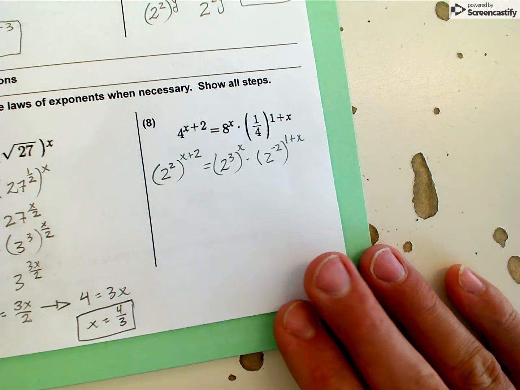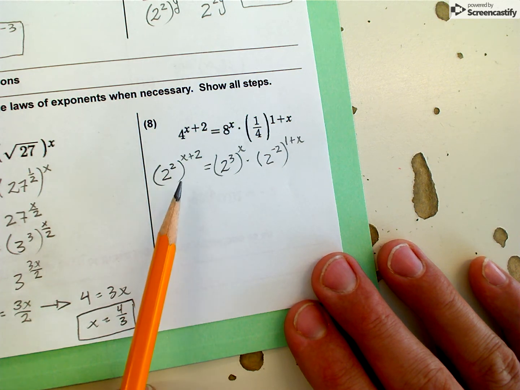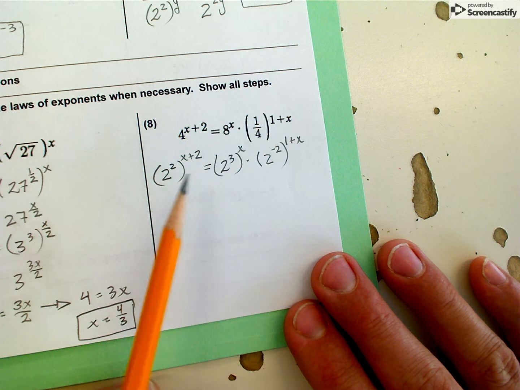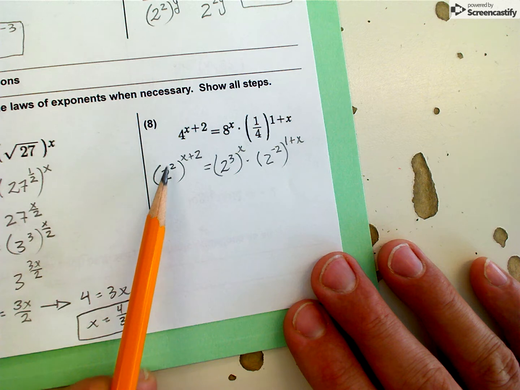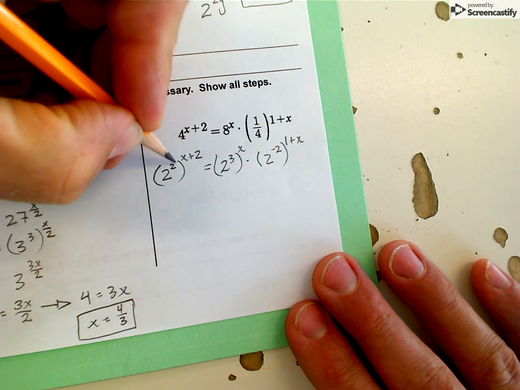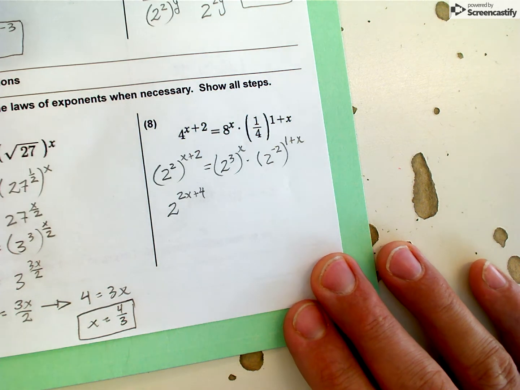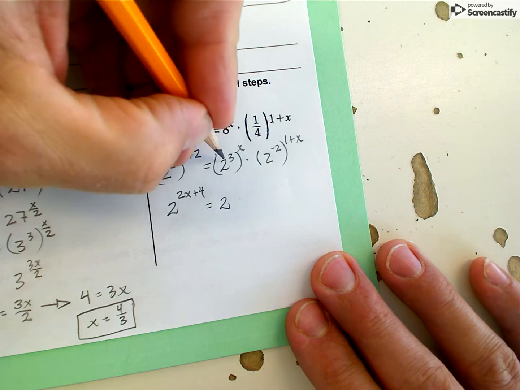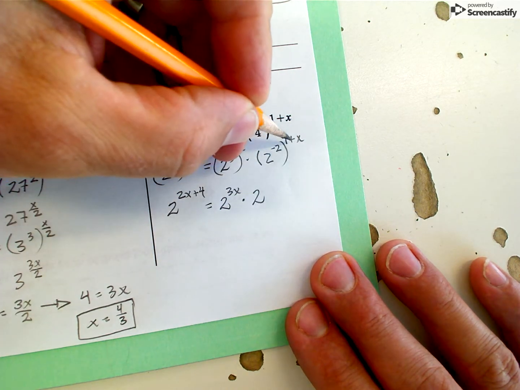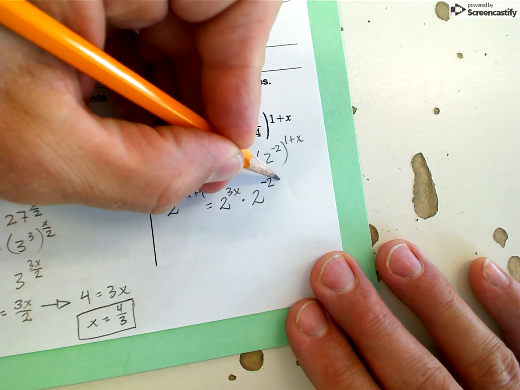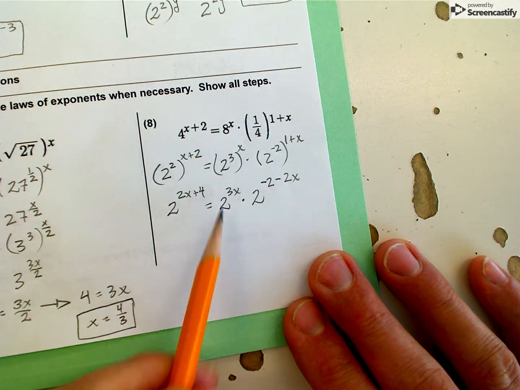So now I got a whole bunch of laws of exponents that I need to employ here in order to reach a solution. Remember, I'd like to have 2 exponential expressions, one on each side of this equation, with the same base. So, power rule, and in this case you have to use the distributive property. This becomes 2 to the 2x plus 4, and this becomes 2 to the 3x, and this becomes, again using the distributive property, 2 to the negative 2 minus 2x.